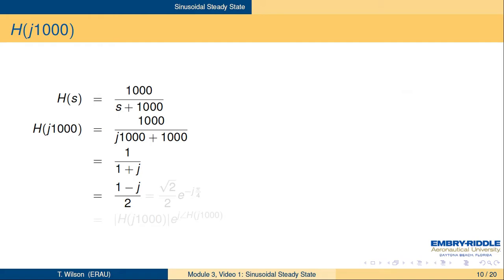So thinking of it as a vector, it's got a length root 2, and it makes an angle of 45 degrees with the positive real axis. So we write that as e to the minus j pi over 4. So we can identify that first term, root 2 over 2, as the magnitude of h of j 1000. And we can identify minus pi over 4 as the angle of h of j 1000.